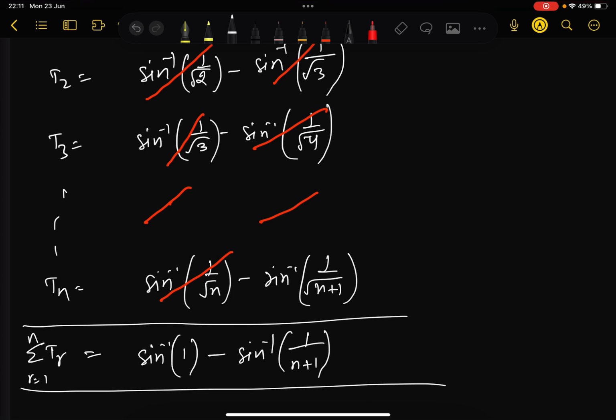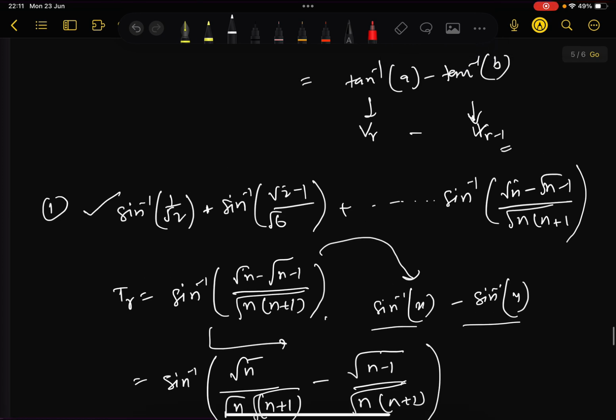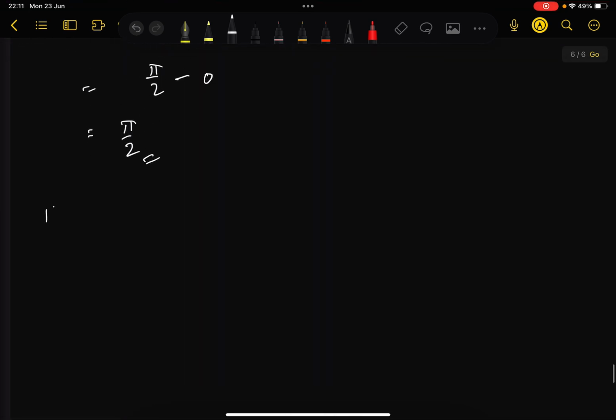So we have to find the sum up to, suppose up to infinity, right? Suppose n is also infinity. So this is sine inverse 1, that is pi by 2, minus, if n is approaching towards infinity, so 1 upon root infinity plus 1 will approach towards 0, so sine inverse 0 will become 0. So we are getting pi by 2. Okay, so sum of this series is pi by 2. Sum is approaching towards pi by 2. So like this we can use the concept. Let's solve the next problem based on same concept.